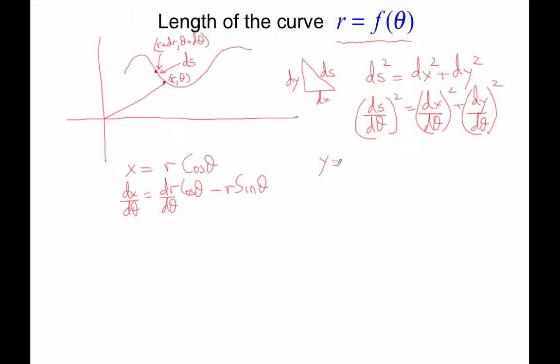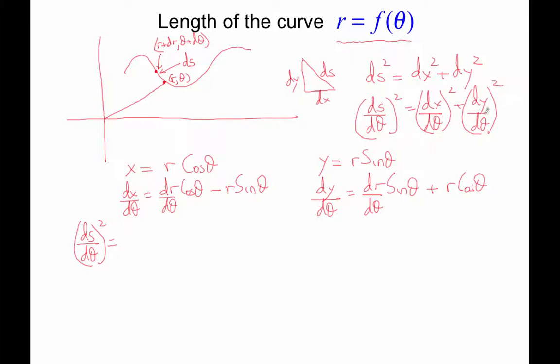Similarly, y is r sine theta, and so dy by d theta will be dr by d theta times sine theta, and then I differentiate sine theta, keeping r constant. So that's r cosine theta. And so for (ds/d theta) squared, I'm going to put dx by d theta and dy by d theta into this formula.